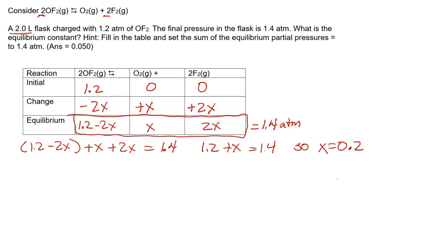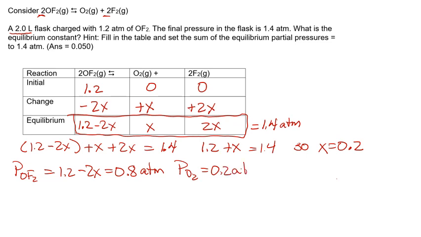All right. Now I'm going to take that 0.2 and put it into all the equilibrium values. So that means that the partial pressure of OF2 is equal to 1.2 minus 2X, which is going to be 0.8 atmospheres. The pressure of O2 is going to be 0.2 atmospheres because it's X. And the pressure of F2 is going to be equal to 0.4 atmospheres because it's 2X. And just to make sure that makes sense, 0.8 plus 0.2 plus 0.4 does add up to 1.4.